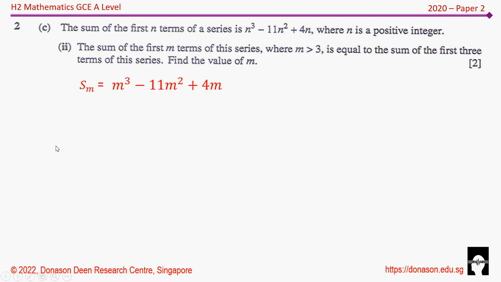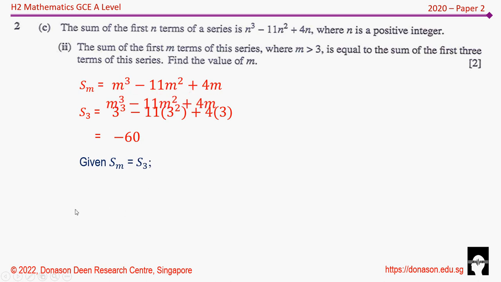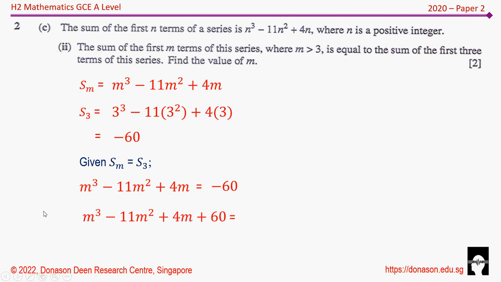Sum of the first 3 terms means S3, right? So how much would it be equal to? Of course, we're going to replace the n's with 3. So it's going to be 3 cubed minus 11 times 3 squared plus 4 times 3. And if you press this into the calculator and press the equal button, you should get minus 60. And we are told that this is in fact equal to minus 16. So given that Sm is equal to S3, let's equate them. That's your Sm, and if you equate it to minus 16, and then you throw the minus 60 over to the left side, you get a nice cubic expression equal to 0.